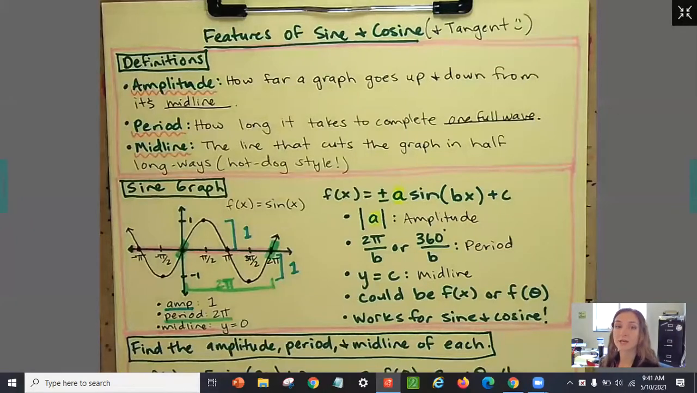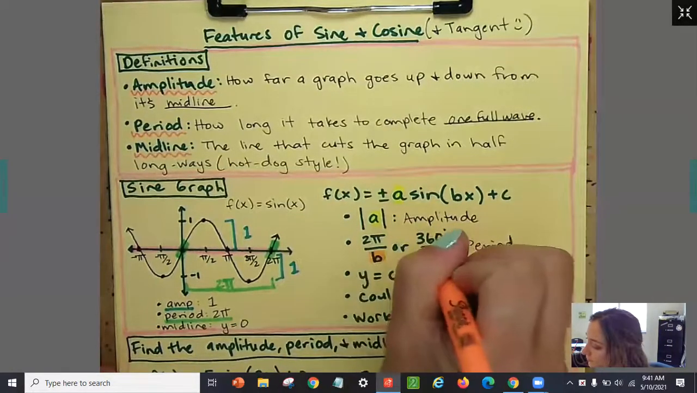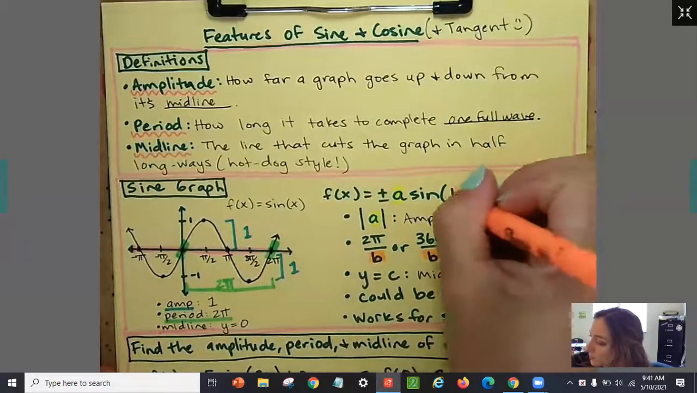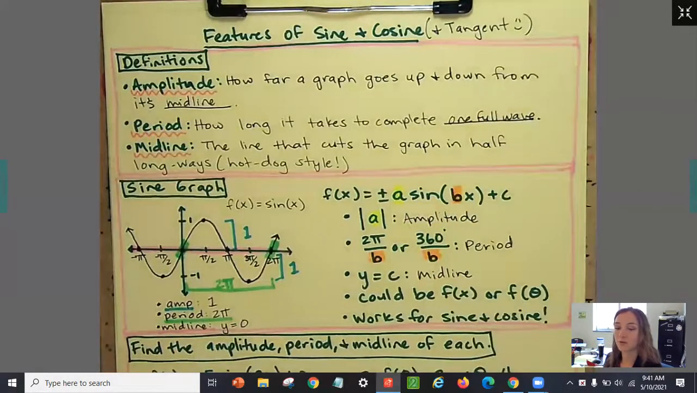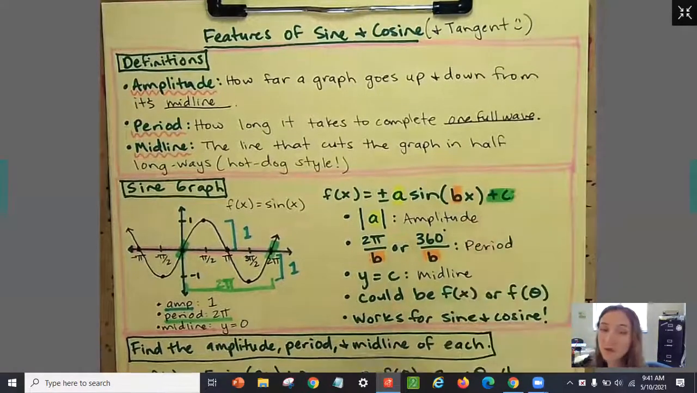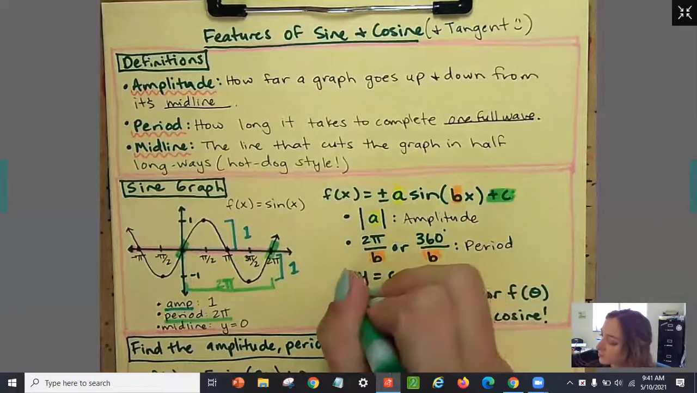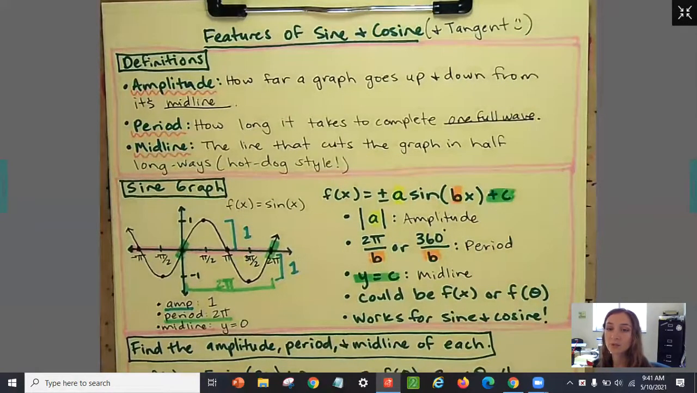All right, for the period, since the regular sine graph or cosine graph has a period of 2 pi, then to find the period, we're going to do 2 pi divided by b, or you can do 360 divided by b, depending on if you're in degrees or radians. Okay, and then the last one is our c value, and since we just worked with the amplitude and the period, the c is going to be with our midline. So the midline is just going to be y equals the number on the end, and it doesn't matter if it's positive or negative, whatever that number is, that is going to be your midline. So y equals c is your midline.